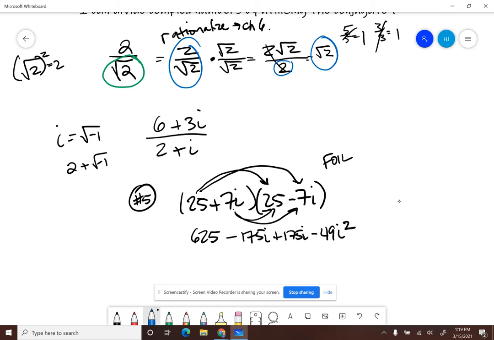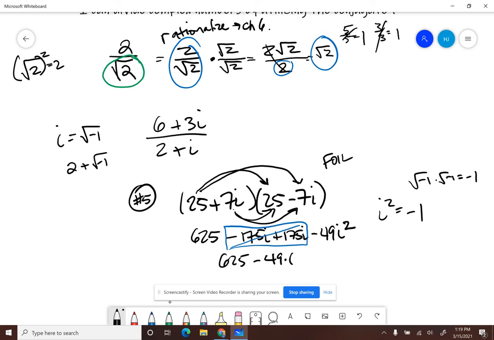I want you to notice I've got some like terms here right in the middle, but notice what happens with those like terms. I have 175i minus 175i. Well, that just cancels out, okay? It just completely goes away. And then notice what I have left over here. I've got negative 49i squared. Now, we also already kind of established that i squared is the same thing as just plain old negative 1, because if I take the square root of negative 1 times the square root of negative 1, I'm going to get just plain old negative 1. So that means really what I have is 625 minus 49 times negative 1.